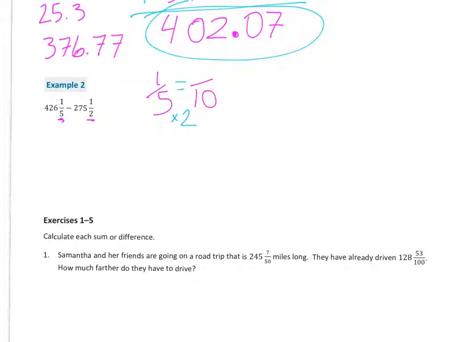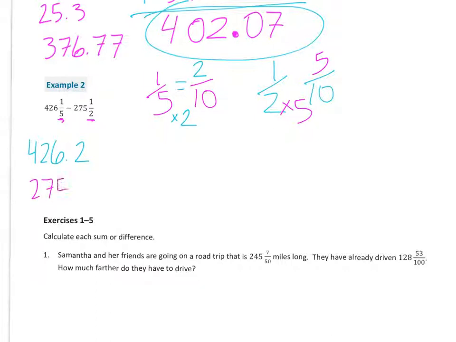And if you do it to the bottom, you have to do it to the top. So you have to multiply that 1 by 2. 2. Okay, so 426 and 1/5 is the same as 426 and 2/10. Awesome. We're going to do the same thing for our half. 1/2, then we're turning it into tenths. So that means we have to multiply by 5. We did it to the bottom, so now we have to do it to the top. 5/10. Okay, so 275 and a half is the same as 275 and 5/10.